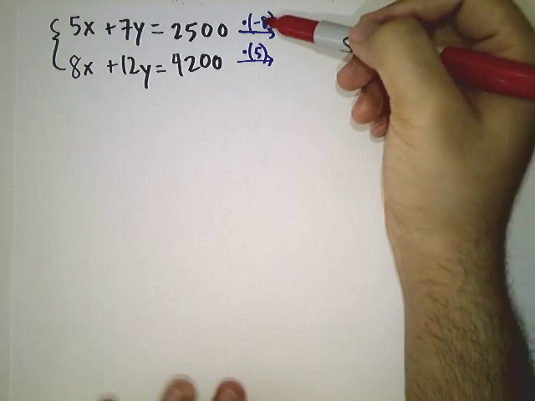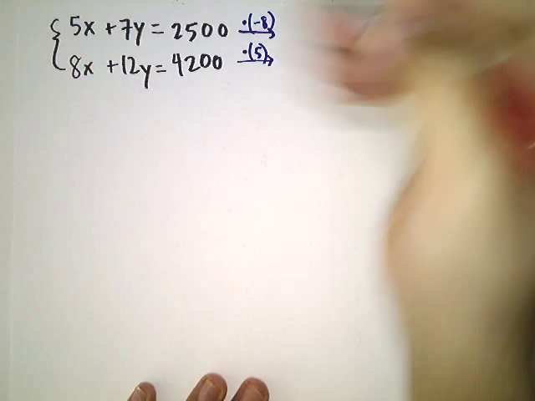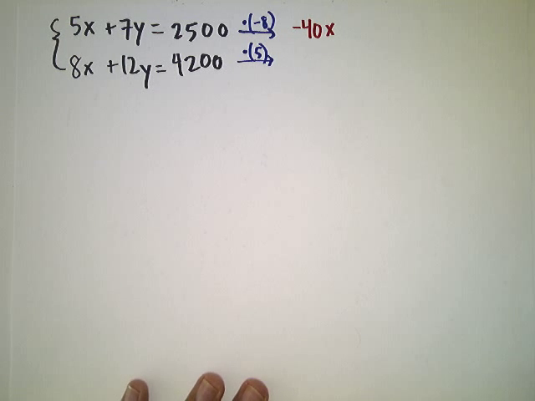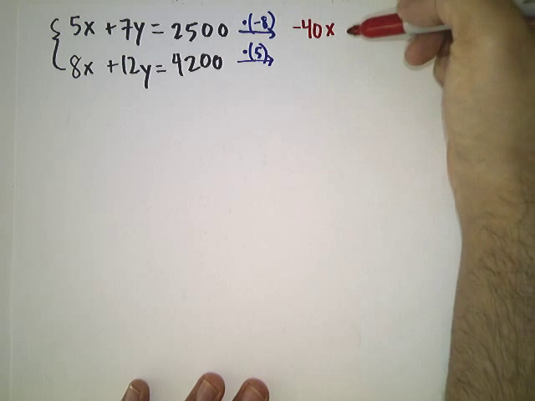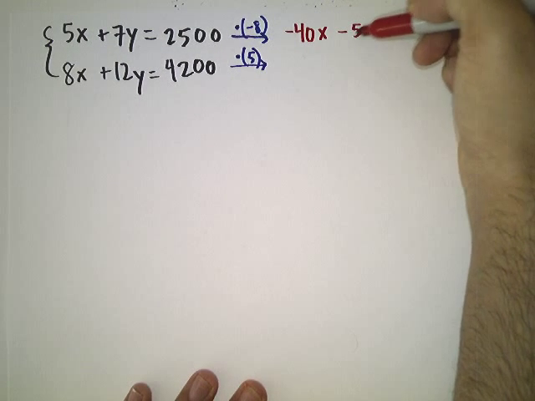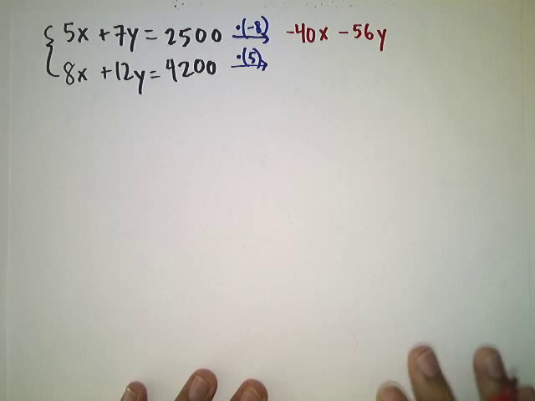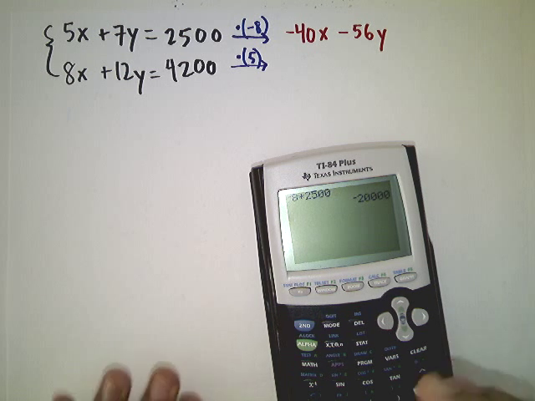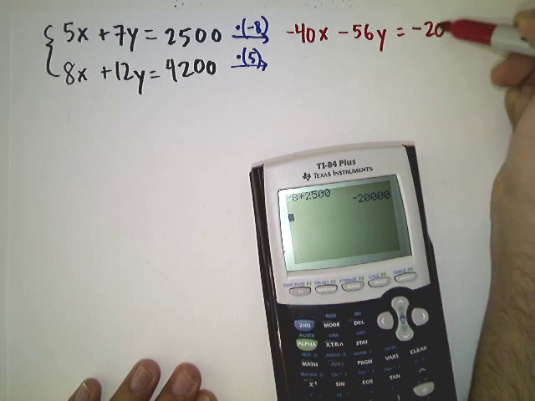Let's see. Negative 8 times 5x is negative 40x. Negative 8 times 7y is negative 56y. And negative 8 times 2,500, we can use the calculator for this. Negative 8 times 2,500 is negative 20,000.